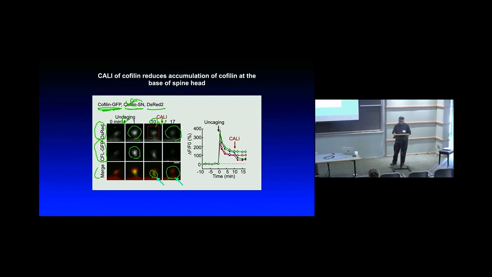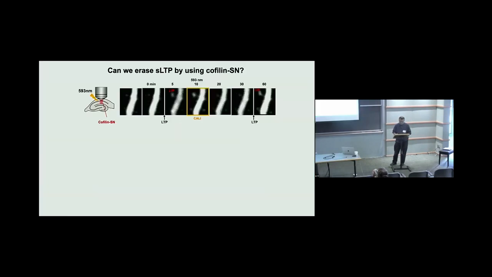So this is group data. This is CALI, which stands for chromophore-assisted light inactivation. What you can see is the dendritic spine volume, GFP-Kavli disappears, and the volume is canceled. So it looks like we can erase LTP by using this method. Let's look at the movie. We are stimulating this spine by photo-uncaging glutamate at this point, and you can see the spine is expanded. After 10 minutes, we illuminated this region and induced CALI. What you can see is this spine is shrunk. So basically, we can erase the structural LTP.